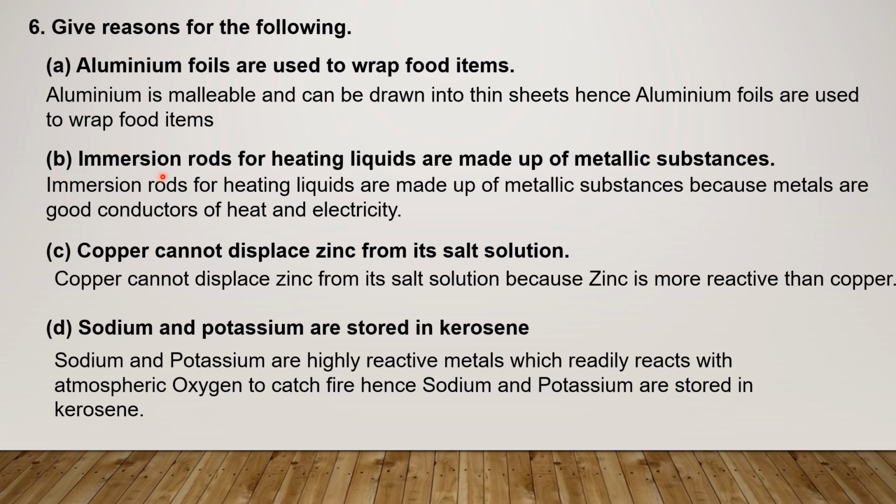B. Immersion rods for heating liquids are made up of metallic substances. What is the meaning of this question? Inside the water heater, some metal rods are there. The immersion rods for heating liquids, or this kettle, these all are made up of metallic substances. And why are we not using non-metals? Answer: immersion rods for heating liquids are made up of metallic substances because metals are good conductors of heat and electricity. That is why we are using rods made up of metallic substances.